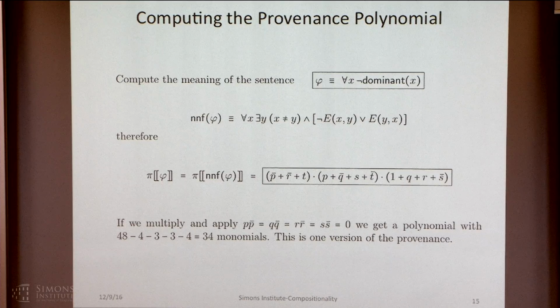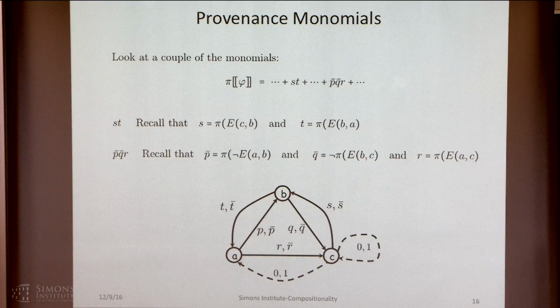And I call such a polynomial one version of what we could call provenance, right? What does it mean? Well, let's look at a couple of the monomials. So ST is somewhere in there. P bar, Q bar, R is somewhere in there after multiplication. So recall now that ST is actually saying there's an edge from C to B, this one, and T says an edge from B to A. So I can think of the presence of these edges as denying the dominance, right? So this one denies the dominance of B, this one denies the dominance of A.